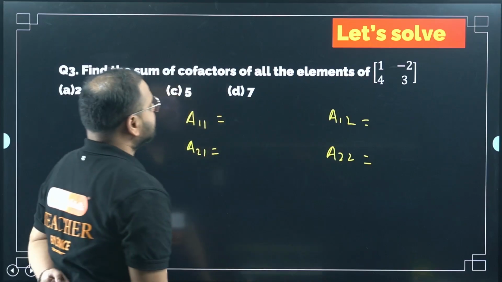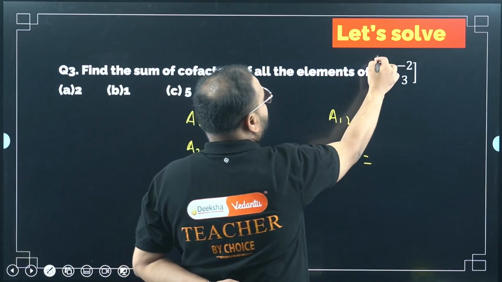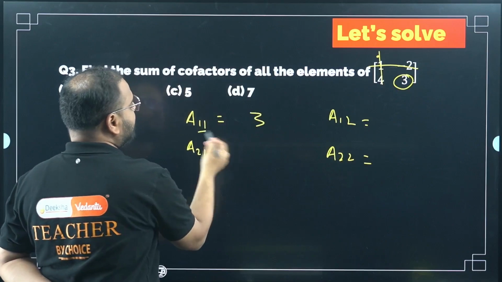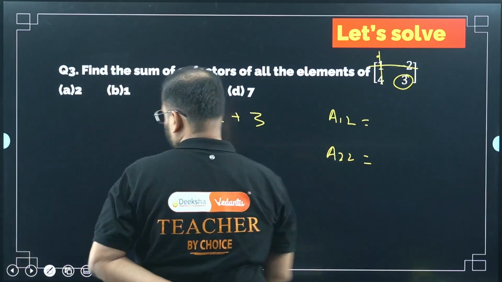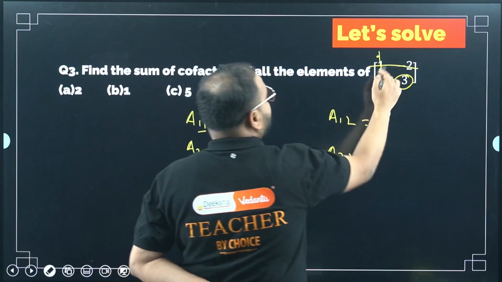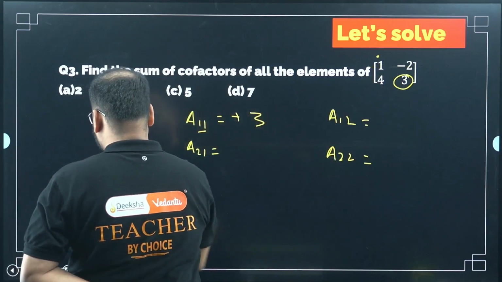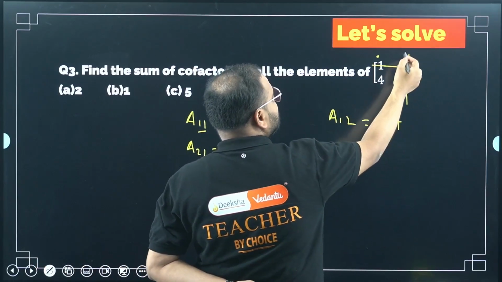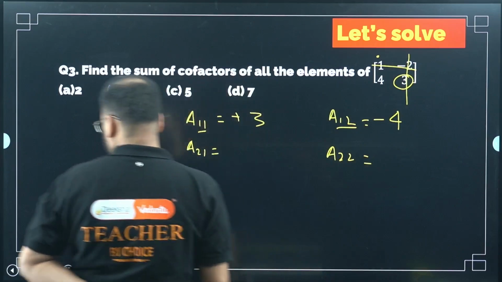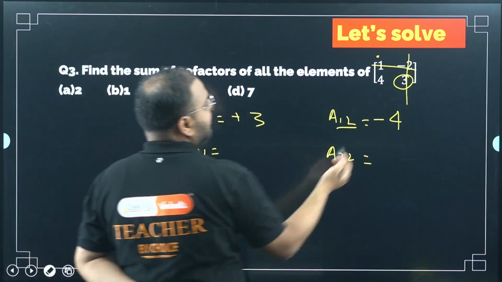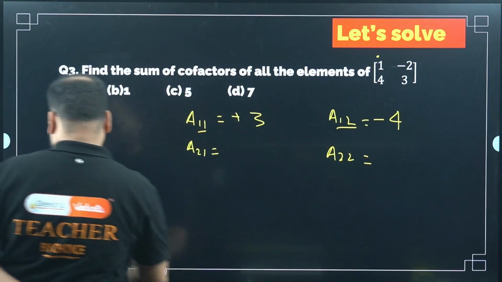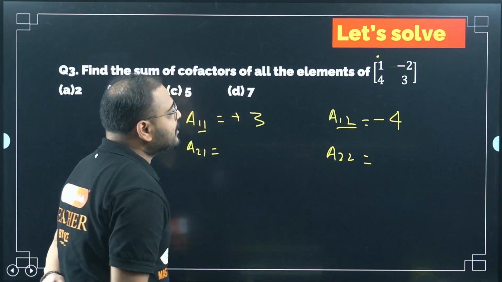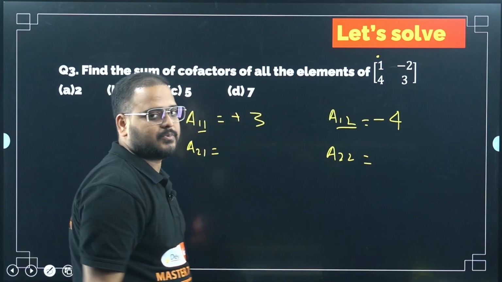Okay, sir. So if I'm doing A11, only 3 is considered. A11 means positive, so plus 3. What about A12? For A12, I will remove this and this. Only 4 is considered, so 4. Since 1 plus 2 is odd, so minus sign. Simple question, sir. I said this will be a simpler topic. Not questions you can expect directly. Maybe if they want to frame a question on this, they can ask, but you can expect questions on the application of these concepts, not directly.